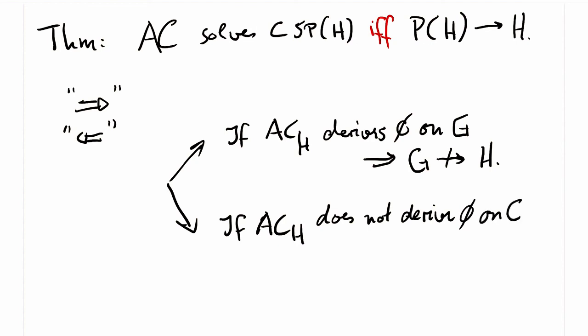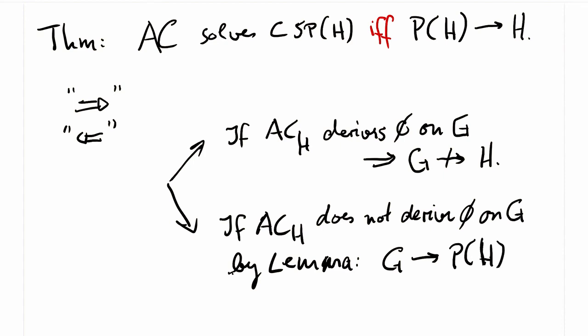on an input graph G, then by the lemma, this time the other direction of the lemma, we know that G homomorphically maps to P of H. But P of H homomorphically maps to H. And since homomorphisms compose, we have G homomorphically maps to H. And that's precisely what we want. We want that the arc consistency procedure gives the correct answer, and it does.